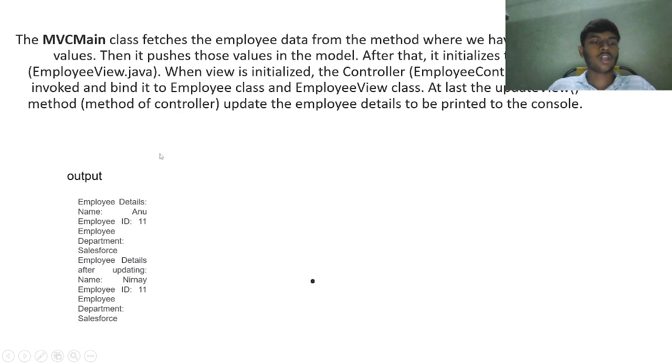This is the output of the program. Employee details: name, employee ID 11, employee department Salesforce. Employee details after updating: name Nirnay, employee ID 11. This is the output. This is all about the MVC architecture in Java.